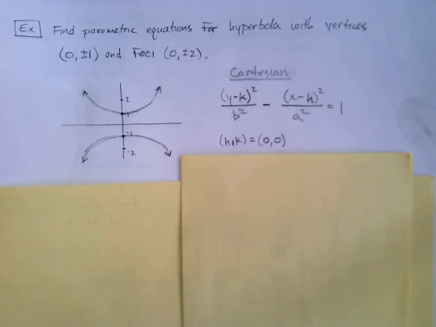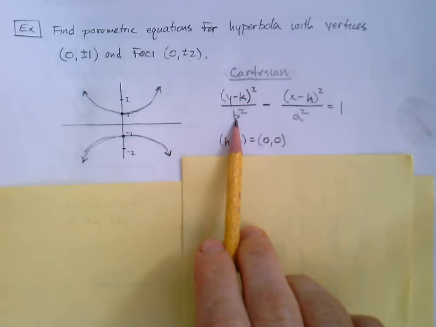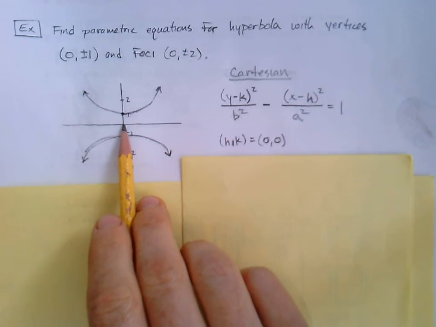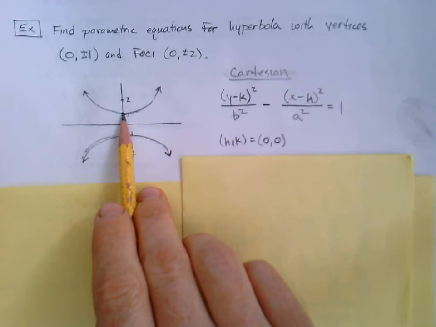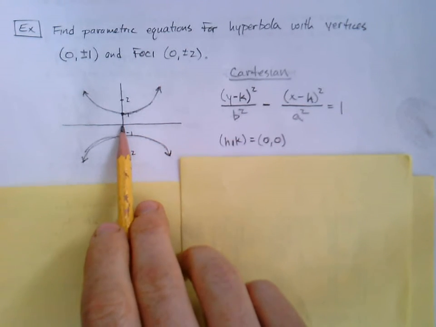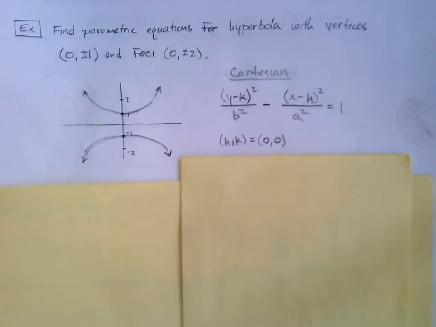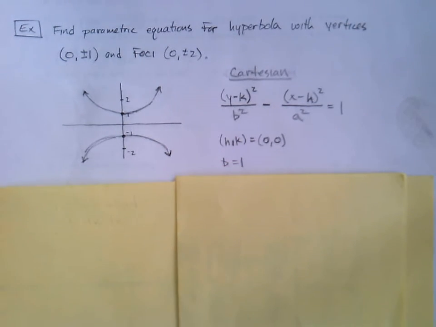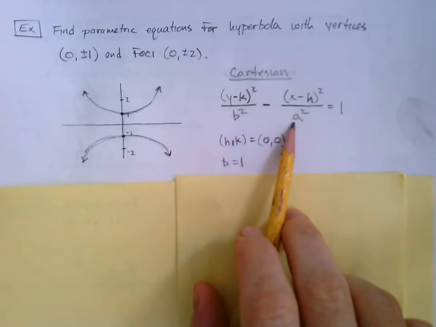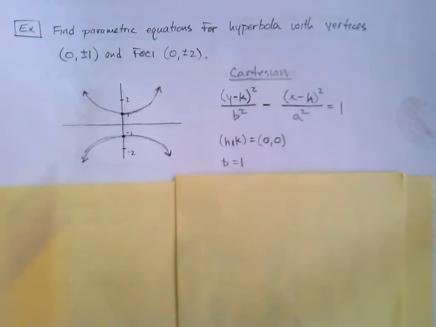Turns out we know b as well. b is the distance from the center, the vertical distance, to your vertex. Well, how far is it from the center to each vertex? We think of it as a positive distance, right? We know b equals 1. Oh, this is great. The only unknown is going to be a, and that's where the foci are going to come in.